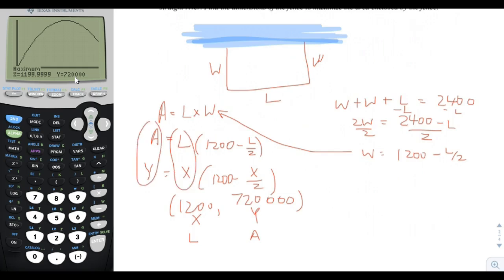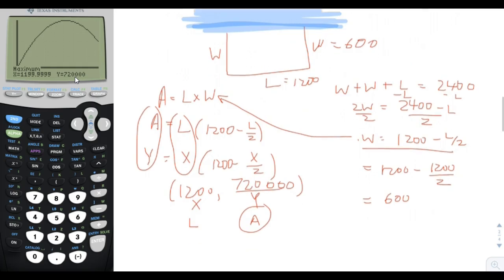Okay, so what's our width? We can find our width using this equation. We put 1,200 minus, the length is 1,200, divided by 2. And what do you know? It's 1,200 divided by 2, which is 600. So this is 600 and this is 1,200. So instead of being a square, now it's kind of a 2 by 1 rectangle. Interesting. Okay? Alright, and if they ask you for the area, there it is.